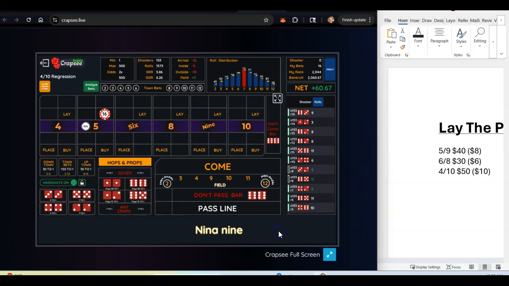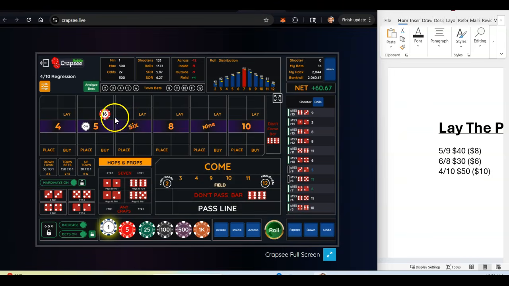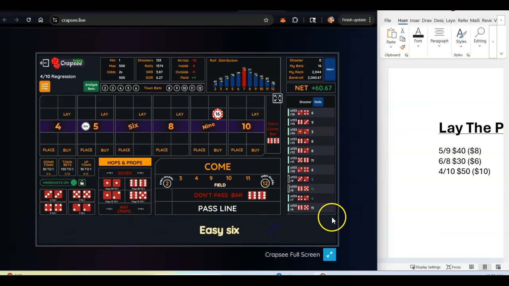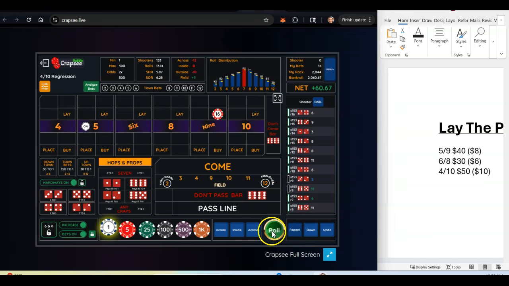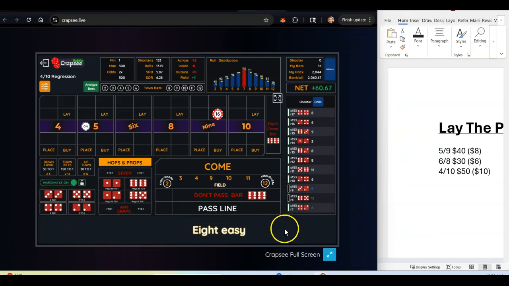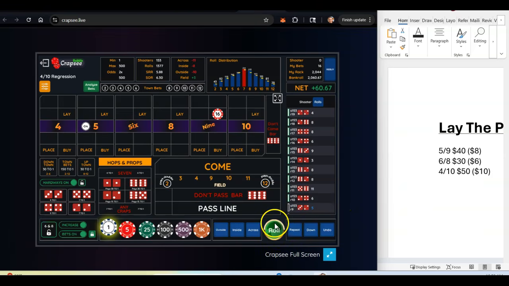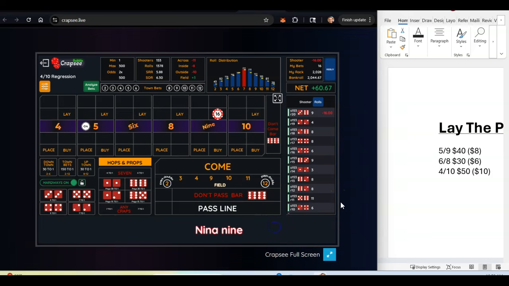Nina 9. All right, so here we go again. That's another outside number. I can take it down and bounce to the 9 and say, okay, you just threw a 9. I dare you to throw another one. And remember, when we did it before, we lost. But that's the way it goes. Easy 6. Come on. 7 is due. 8 easy. 8 easy. Hard 4. All right. Come on. Nina 9. All right, we lost.